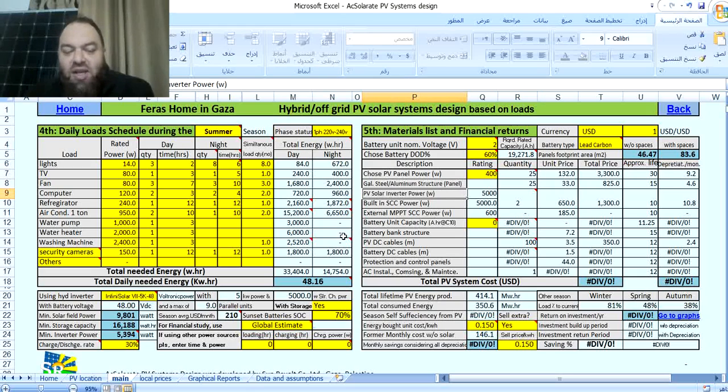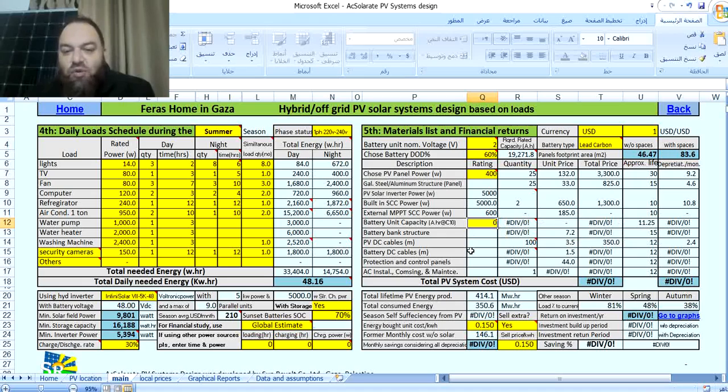It will continue to enter the other components that are needed, like the steel structure, and based on the inverter model that you have chosen, this program has calculated that you need 2, since the minimum inverter power is more than 5,000, so you need 2 inverters to cover those simultaneous loads, and you don't need any external solar charge controllers.